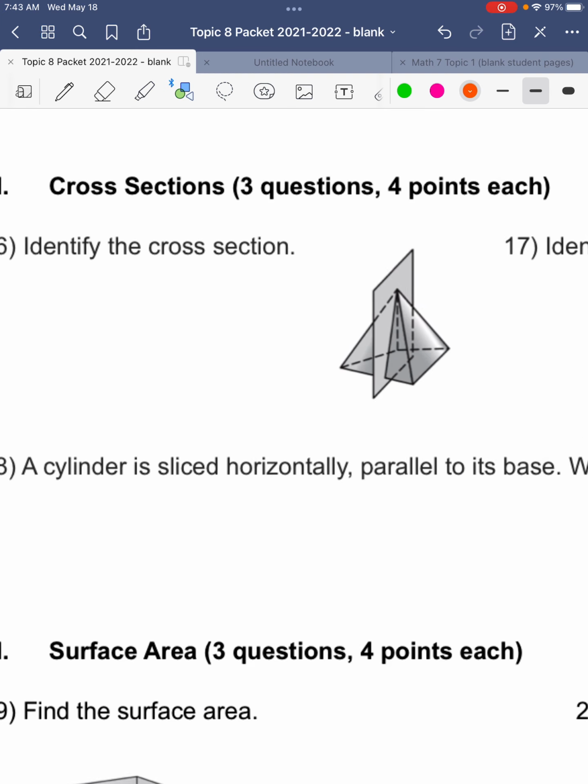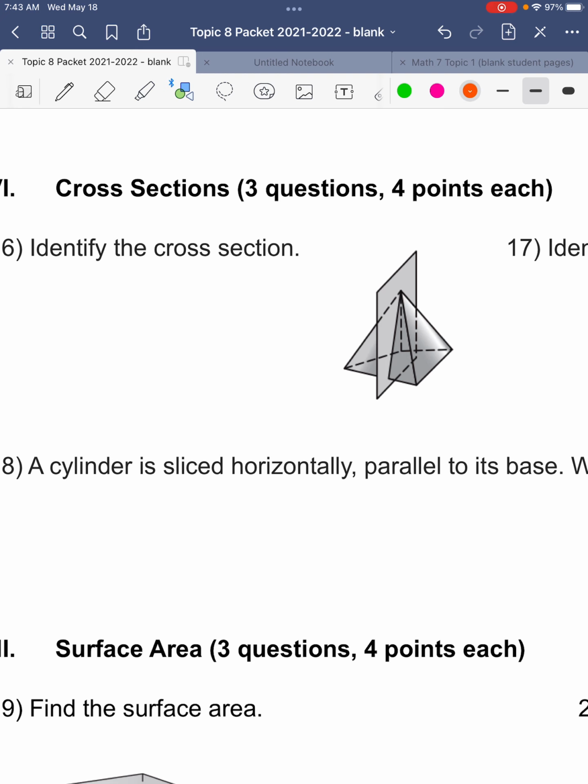So number 16, we're slicing this, it looks like a square pyramid, perpendicular to the base. So from top to bottom. When we open it up like a book, what shape do we see? We're going to see a triangle.